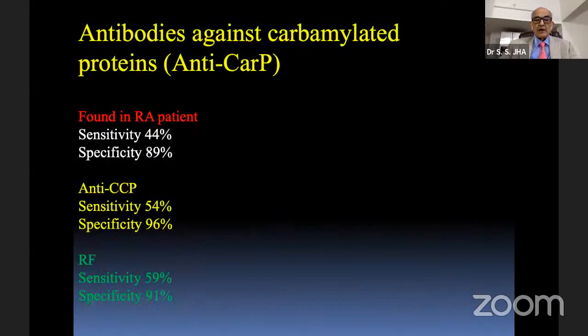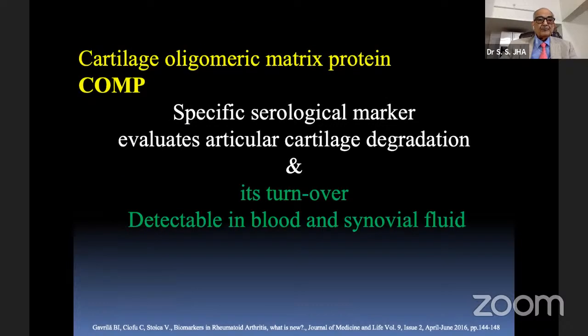Now, talking about anti-CarP, these are antibodies against carbamylated proteins, and they are found in rheumatoid arthritis patients, but sensitivity is lower at 44%, while specificity is 89%. Compare it with anti-CCP, which has 54%, and rheumatoid factor, which has 59% sensitivity. For specificity, anti-CCP is 96, the highest, and rheumatoid factor is 91.